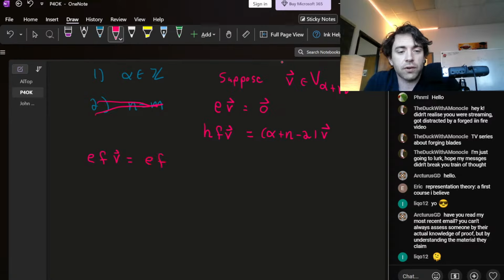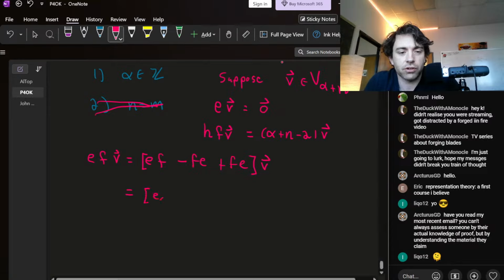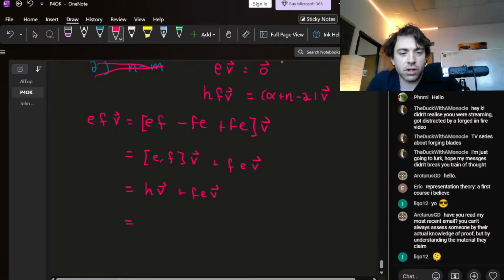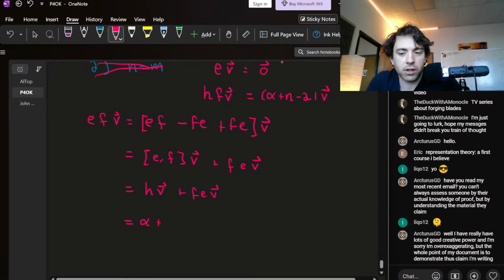So we have EF. Again, we'll use the same trick we did before. So we can do EF minus FE plus FE. Then this turns out to just be the bracket of E and F, so distributing E and F on V plus FE V. So we know that this is just HV plus FE V. And H, we assumed that V is in the alpha plus n eigenspace.